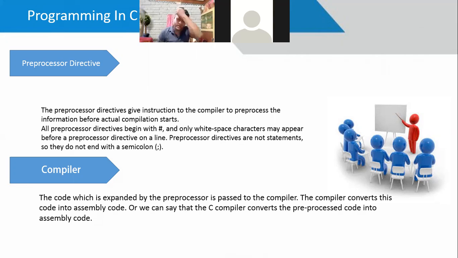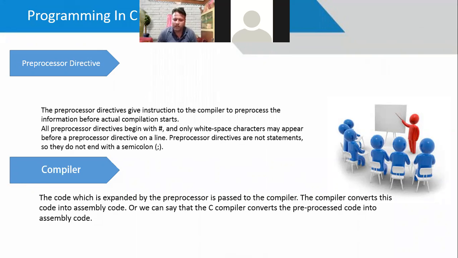Only white space characters may appear before the preprocessor directive on a line. Preprocessor directives are not statements, so they do not end with a semicolon. The code which is expanded by the preprocessor is passed to the compiler.